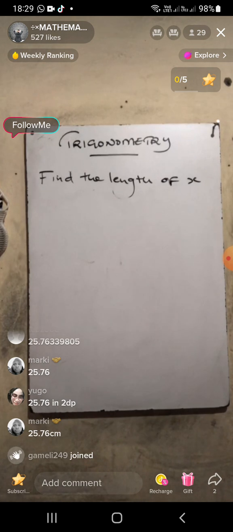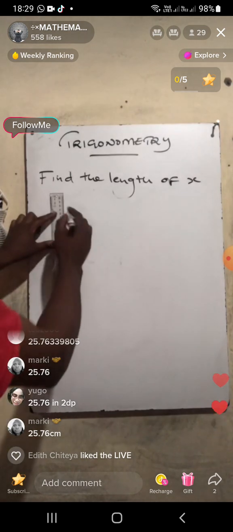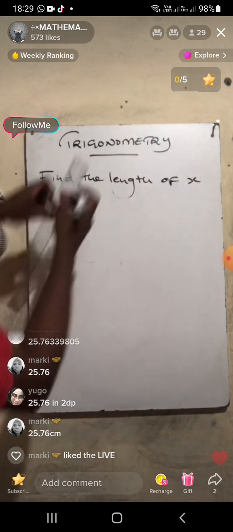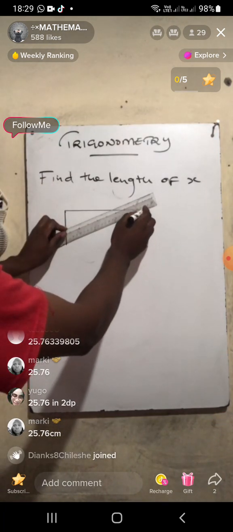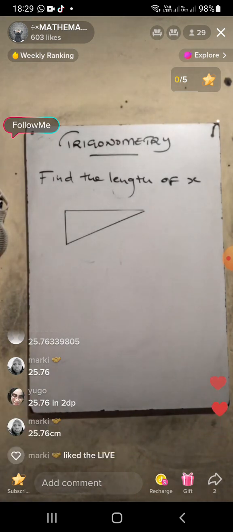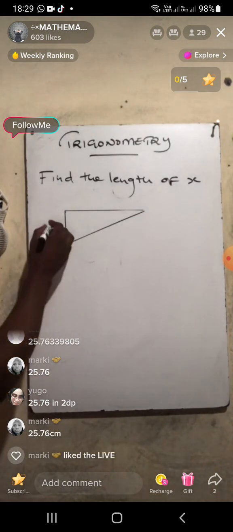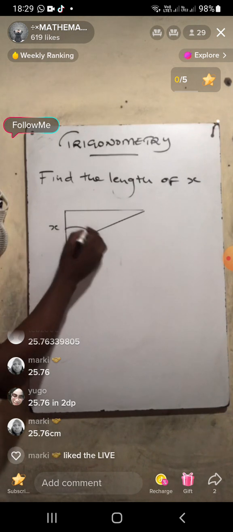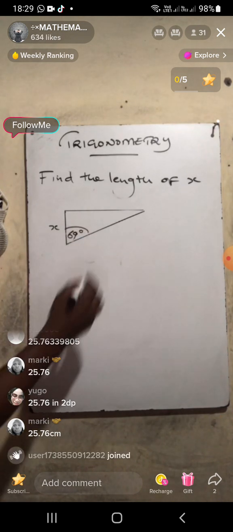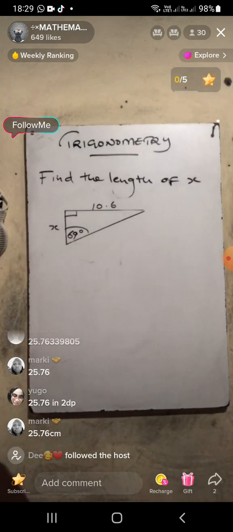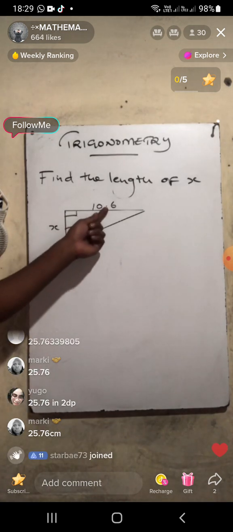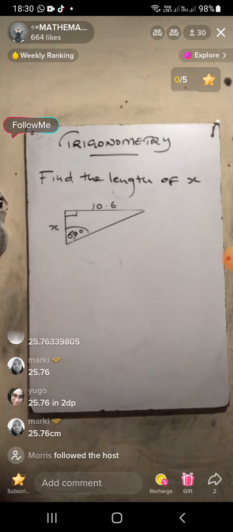Next question. The next question is saying, I'm going to draw this. Yeah, that's our triangle. Then we have x here, then we have angle 69 degrees, then we have 10.6, and we have our 90 degrees angle there. So we have this angle and we have that side. Now I've been asked to find that other side.